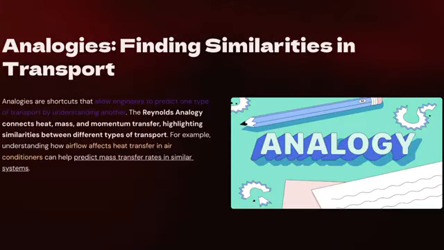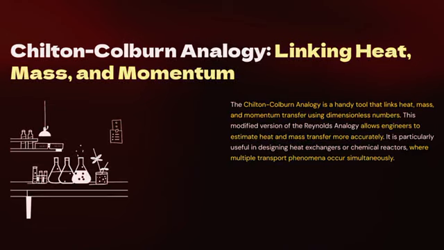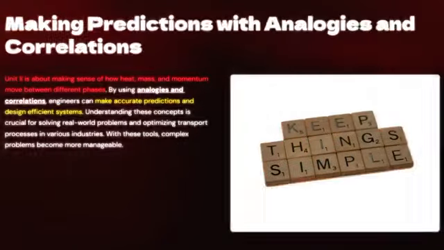And we also have analogies like Reynolds analogy, which connects heat, mass, and momentum transfer. It's like finding similarity between different types of transport. So, Unit 2 is really about making sense of how heat, mass, and momentum move between different phases, and using analogies and correlations to make predictions. Lastly, we have Chilton-Colburn analogy. It's a modified version of the Reynolds analogy. Engineers use it to estimate heat and mass transfer more accurately.